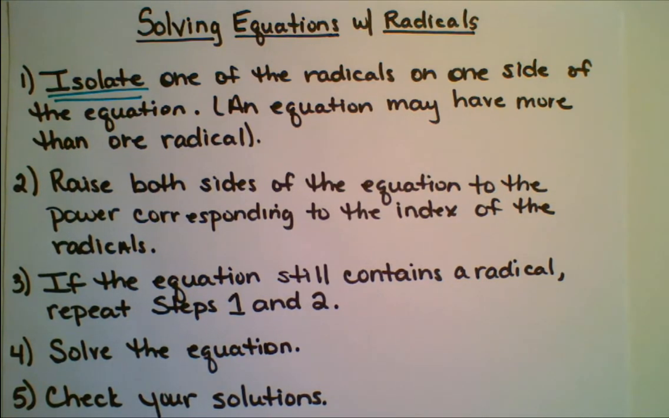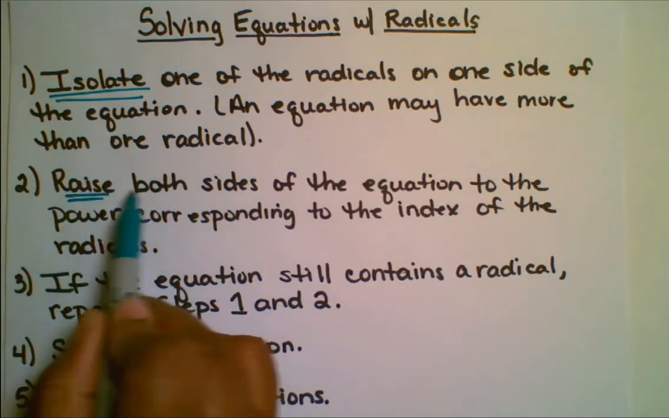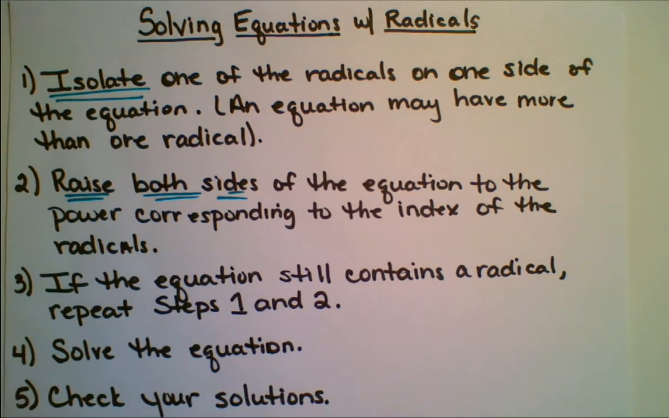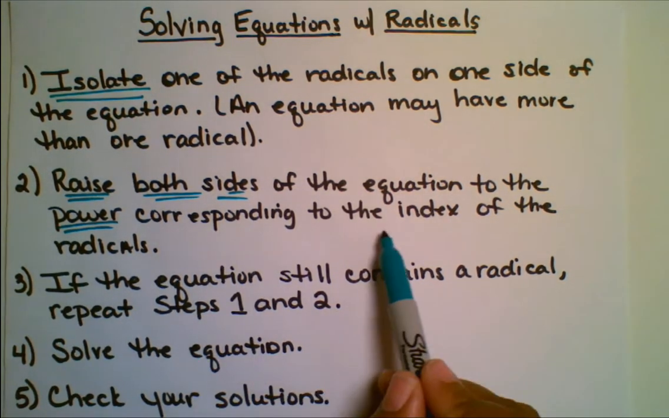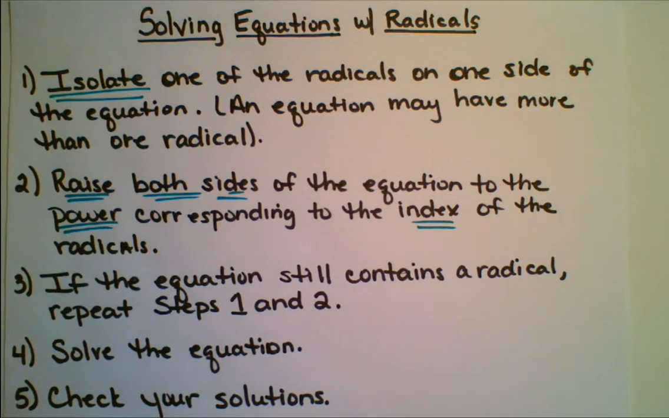Step 2, raise both sides of the equation to the power corresponding to the index of the radical. So if the index is 2, then we have to raise that equation to the power of 2. If the index is 3, we have to raise that equation to the power of 3. Step 3, if the equation still contains a radical, repeat steps 1 and 2.